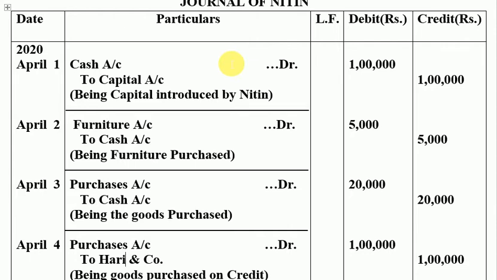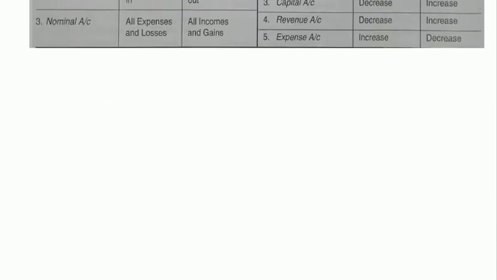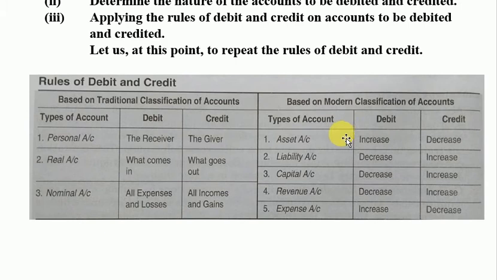Got it? And cash is an asset, and whenever assets increase it will be recorded in a debit side, according to the rule of debit and credit that we have discussed in our earlier classes also, and right now also. So the cash increases here in the business, so it will be recorded in a debit side according to this rule. Clear?